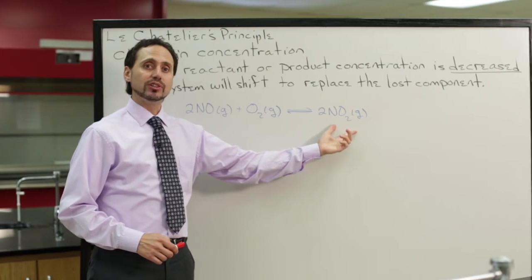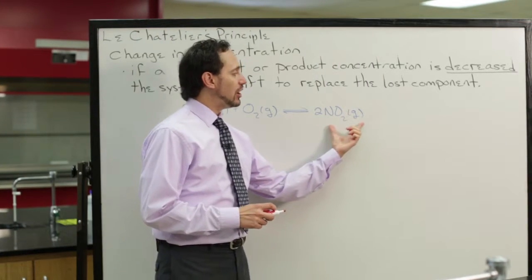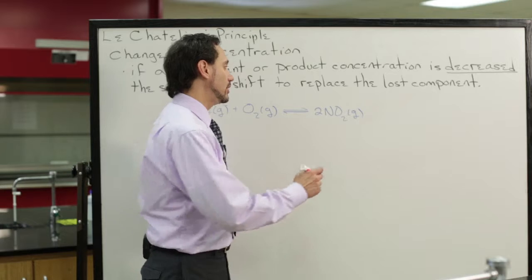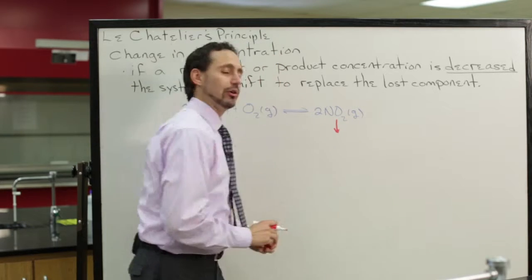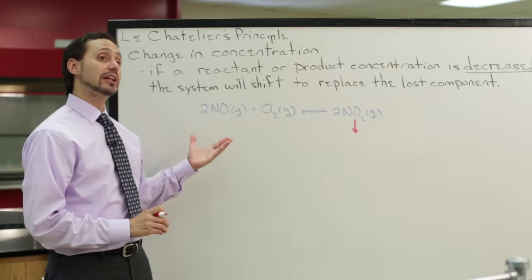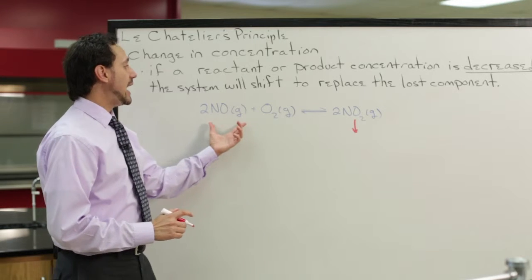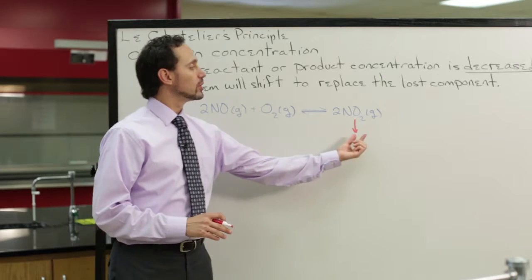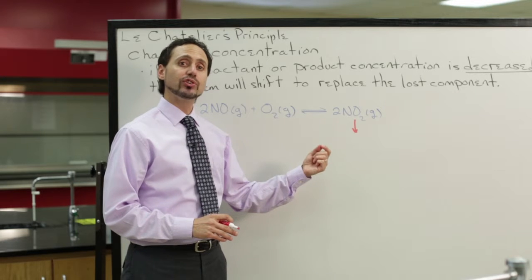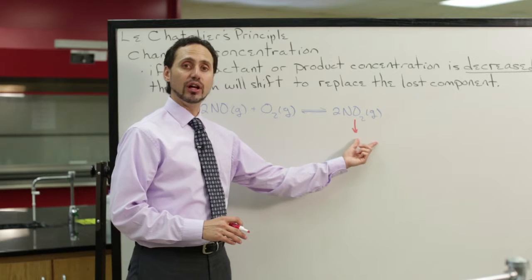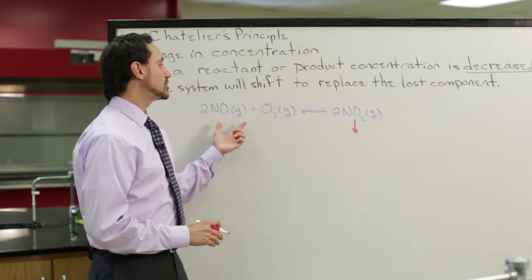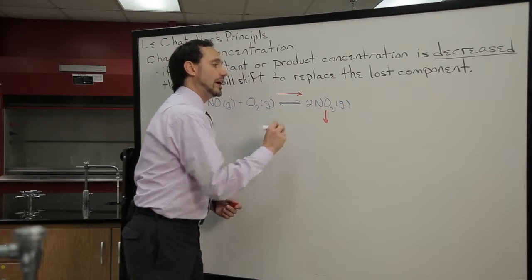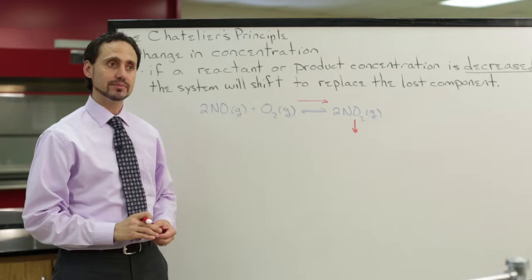If we have this equilibrium system, let's say that we somehow were able to remove the NO2 gas as it was being formed. So let's decrease the amount of NO2 that's present. Le Chatelier's principle predicts that the reaction will shift in the direction to replace the lost component. In this case, we're losing the product, so which direction will the reaction shift to replace the lost component NO2? The reaction will shift to make more of it. In other words, the reaction will shift to the right to produce more of the product.